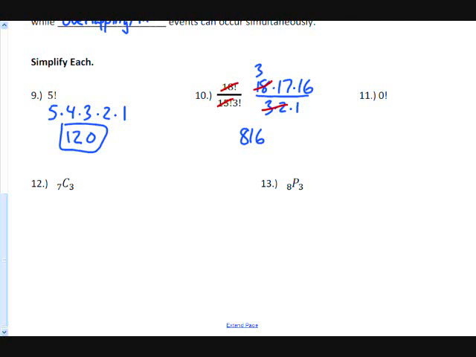The last factorial we have here is kind of one of our special cases. Remember, 0 factorial, it's like I have 0 objects being arranged. There's still one way I can do that, the arrangement of nothing. So remember, 0 factorial is 1. Okay?